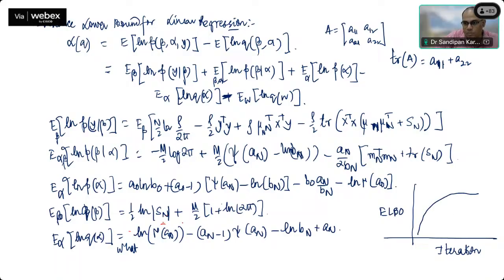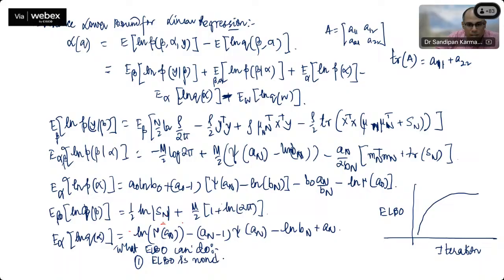Okay, so ELBO should be working like this. It must be a non-decreasing function. Number two is ELBO can be optimized directly to find out the best parameters. Yes, sure. So what are the uses of ELBO, or what can ELBO do? Yes, sir.